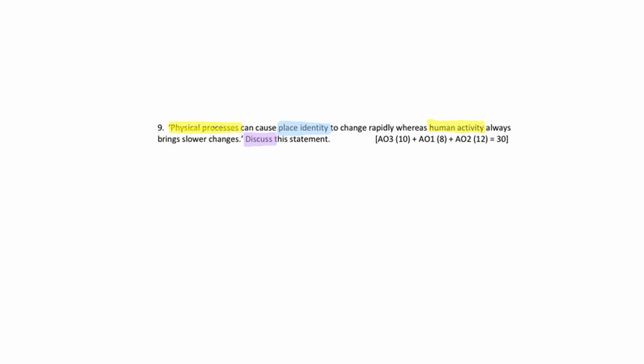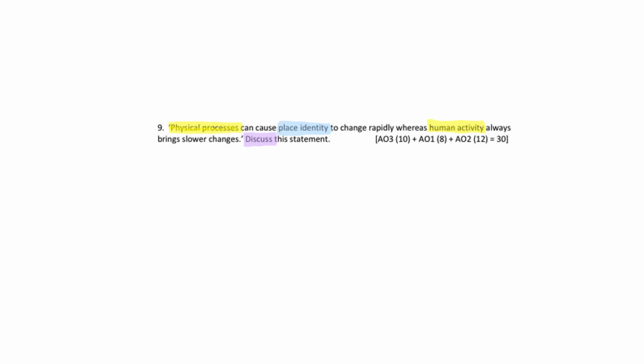You can say character or identity. Humans are all different. We all have different tempers, different likes and dislikes and senses of humour and all of that. We all have our own character or identity, and so do places. It's the particular combination of qualities that makes a place the way it is. So just a reminder that learning what place identity or place character means is often quite important. Okay, right. So what we're essentially saying is, does physical geography cause places to change more quickly than human geography?